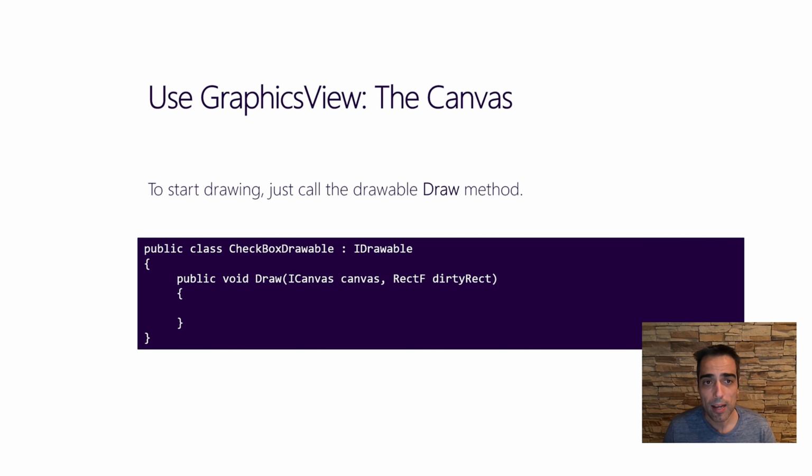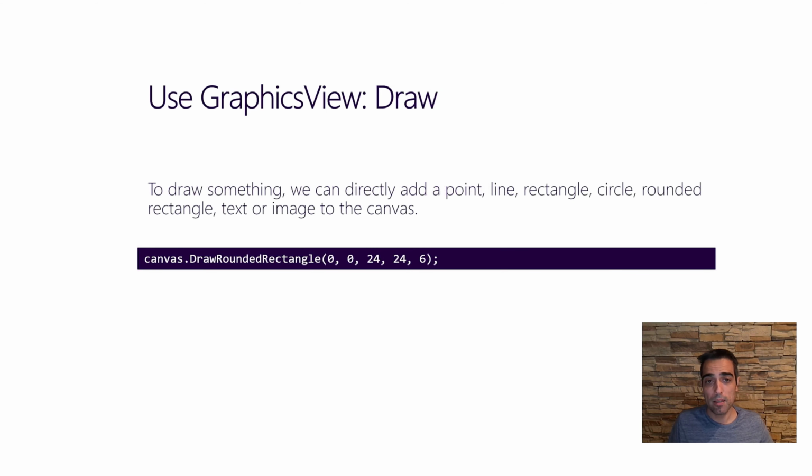So let's see how we can create a control using GraphicsView. First of all, we need to create a class that inherits from GraphicsView, and GraphicsView has a main property that is Drawable. A drawable is a class that inherits from IDrawable. So we need to create a class that inherits from IDrawable, like this CheckboxDrawable class, that has one main method that is Draw. We need to implement this Draw method that, as you can imagine, is where we are going to draw. In the Draw method, we receive the size of the canvas that we are going to use, and of course the canvas. With the canvas, we have many extension methods that allow us to draw different aspects. For example, we can draw a rounded rectangle with the method DrawRoundedRectangle.